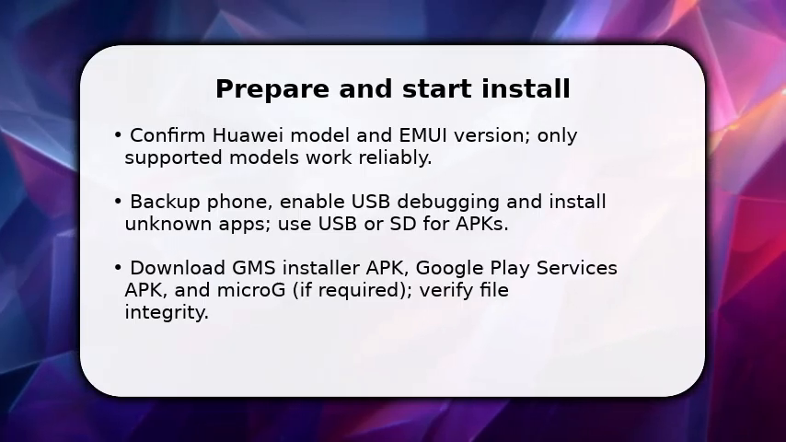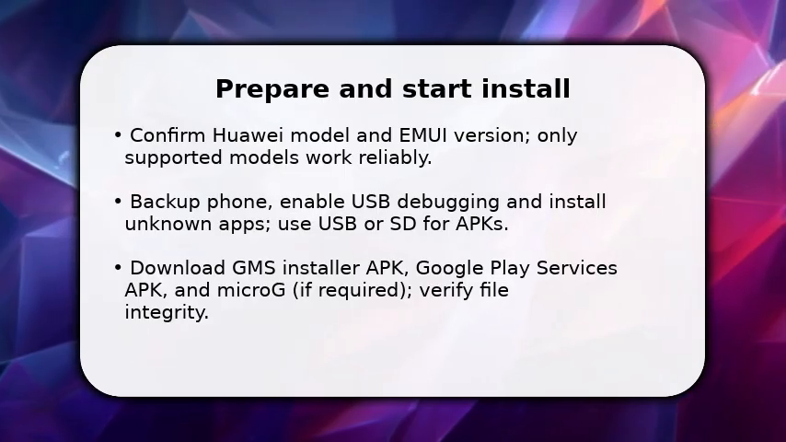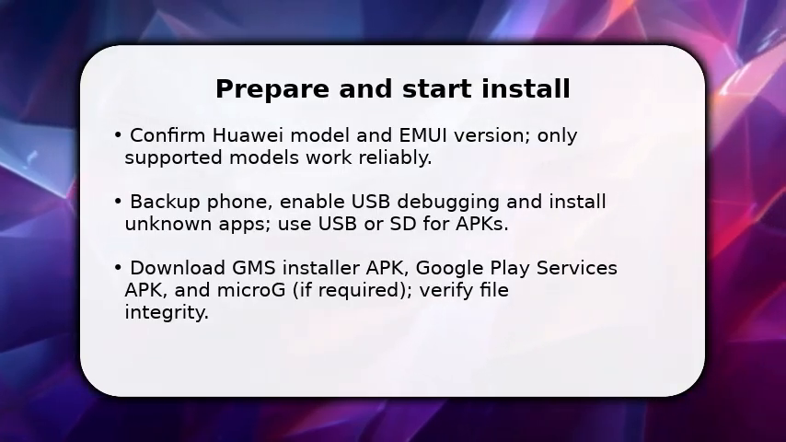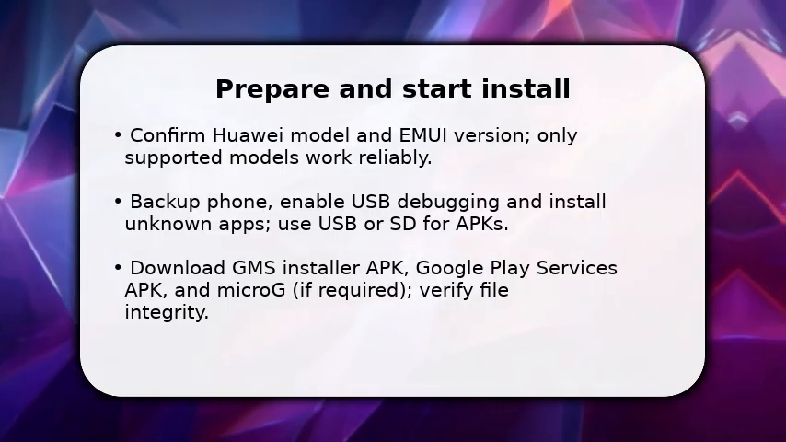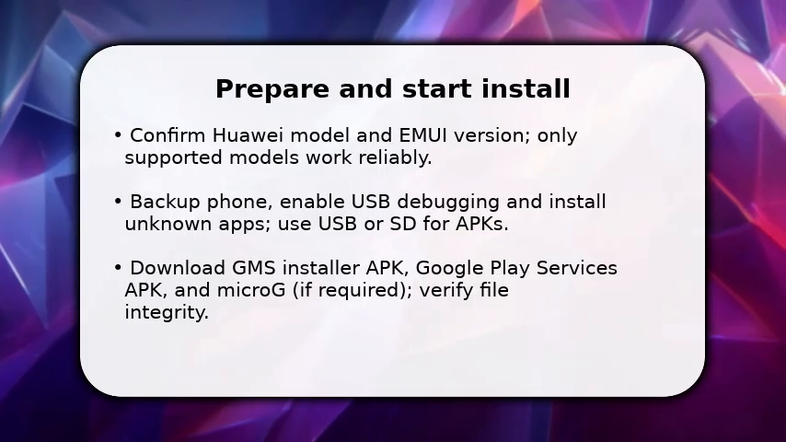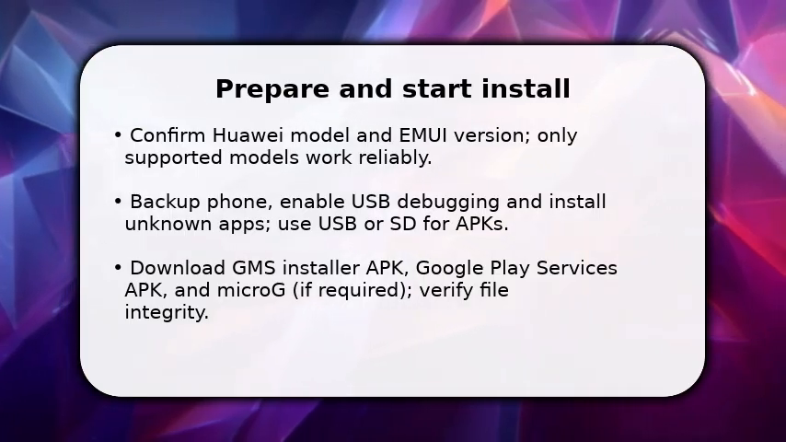You start by confirming your Huawei model and a MIUI build because compatibility matters. Once done, back up your data to avoid loss. You then enable USB debugging and allow installation from unknown sources so APKs will install.